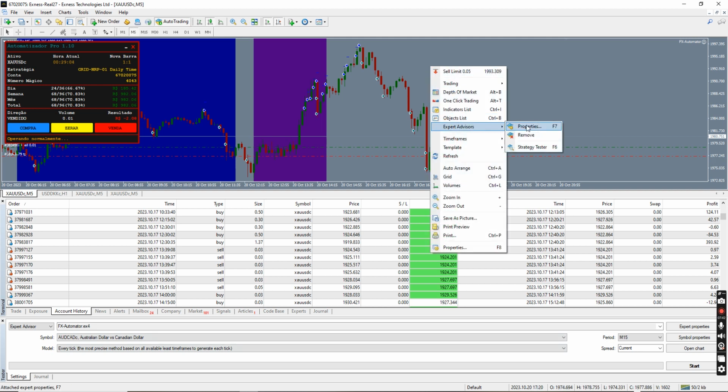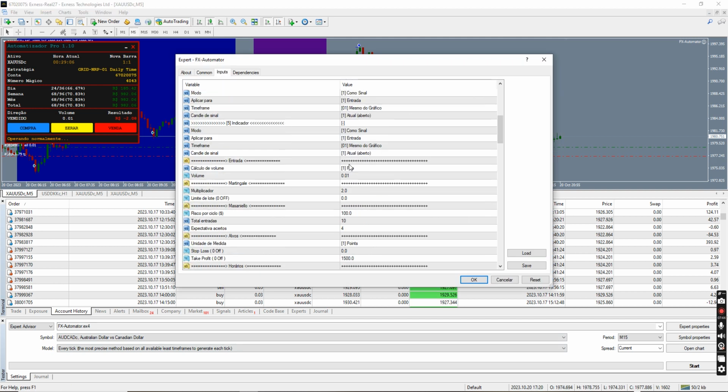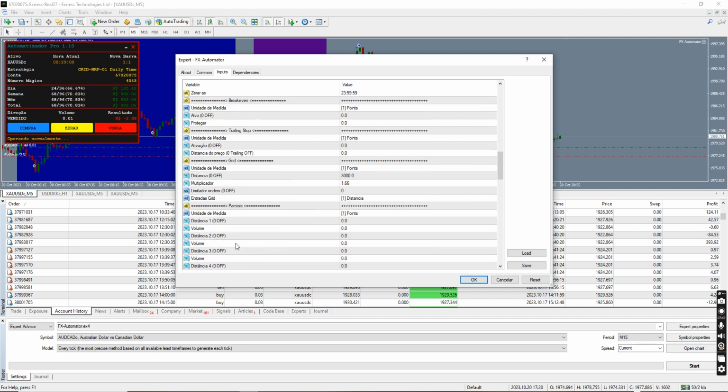All right, let's go to the properties. Let's watch grid here. This is points, and if you want to trade with points, ticks or pips, you can define it. I was using points here. Here you will see the type of grids you want. I'm using distance here, distance on this grid account.